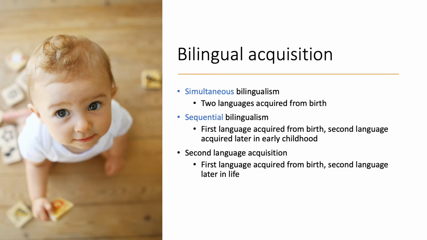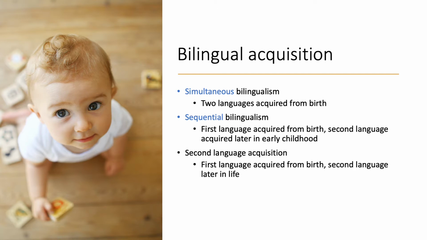When we talk about bilingual language acquisition, there are three typical scenarios which can lead to a person being fluent in more than one language. The first is simultaneous bilingualism. This is when a child acquires more than one language from birth. For example, if each of the parents speaks a different language at home, the baby will learn both languages from the very beginning.